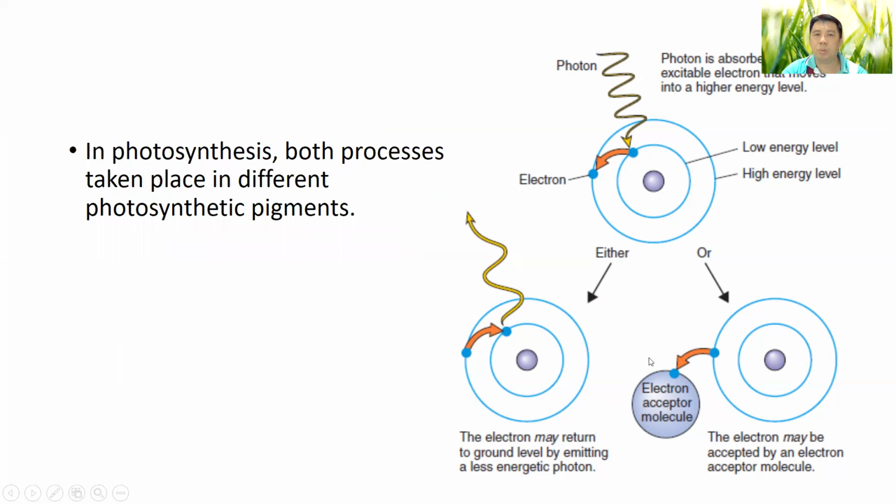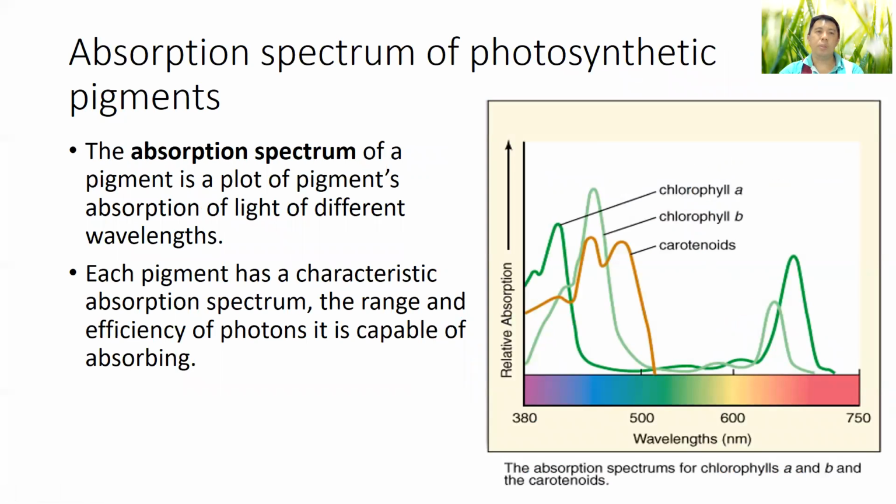This happens in photosynthesis. In photosynthesis, some photosynthetic pigments undergo this process, which releases the energy to the chlorophyll A, in which the photoactivated electrons in specialized chlorophyll A will be photoactivated and received by an electron acceptor. We will further discuss these photoactivations in the light-dependent reactions.